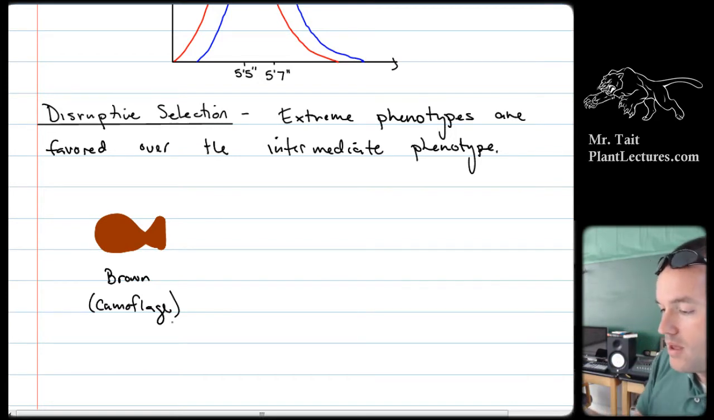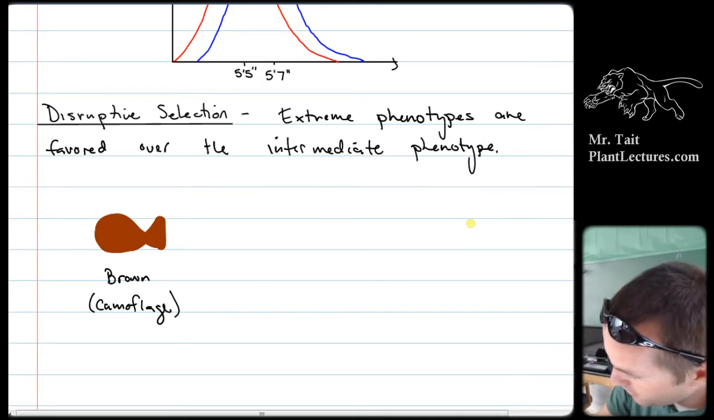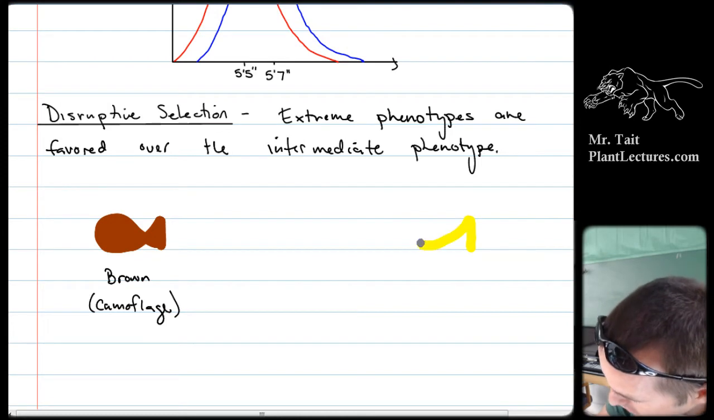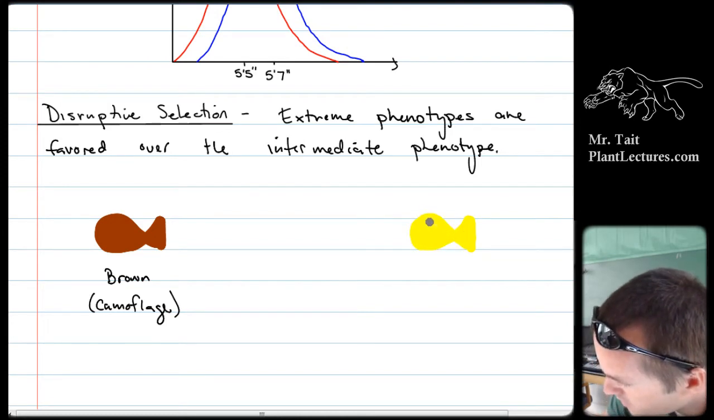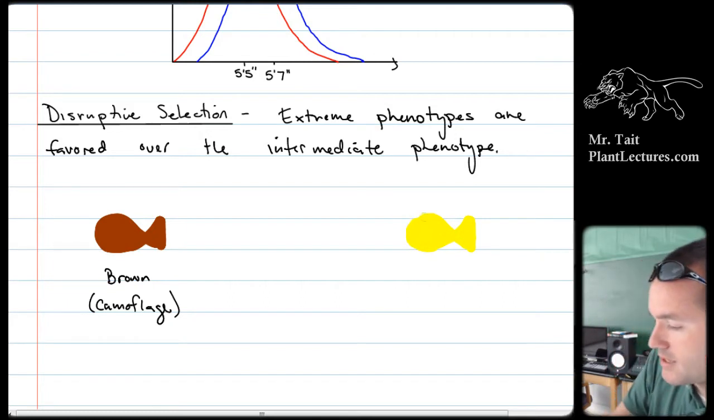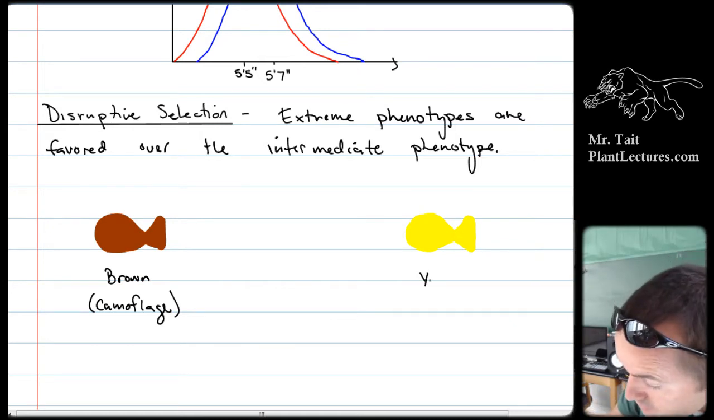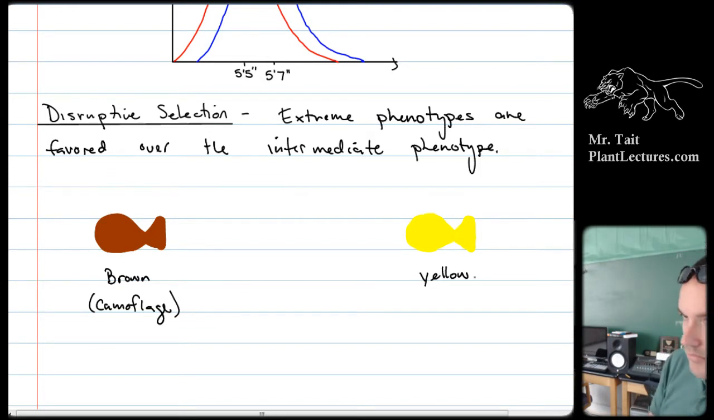Okay, then we've got another fish. Let's say this other fish is bright yellow. Okay, due to some mutation. This is the same species of fish, just has a mutation now that makes it bright yellow instead of brown. This fish does not blend in, right? It's likely to stand out.